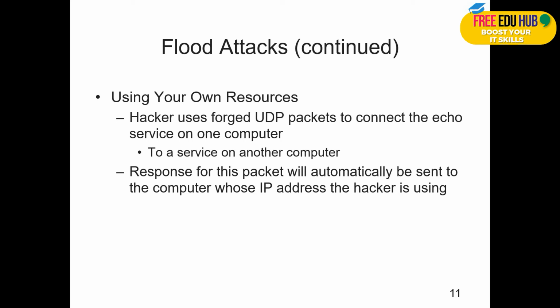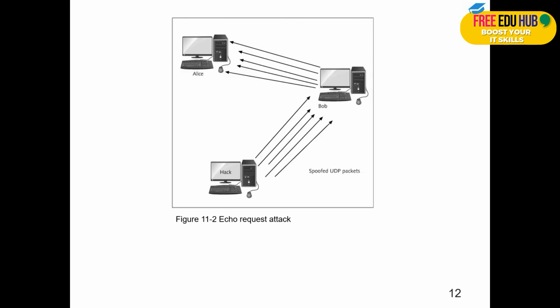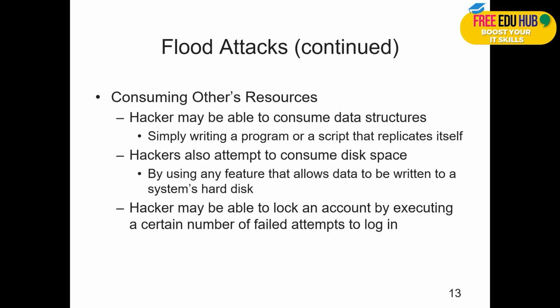To a service on another computer, the response from the packets will automatically be sent to the computer whose IP address the hacker is using. So the hacker would be receiving the information and the other computer would be busy getting the responses, as the hacker is sending packets to Bob, and Bob is then forwarding them to Alice, and Alice would be busy serving all those packets which are not actually meant for her.